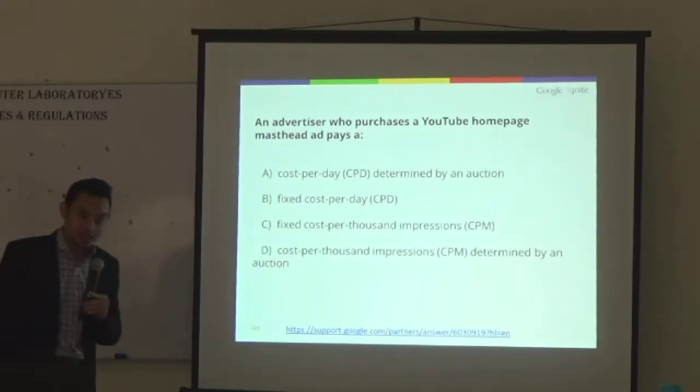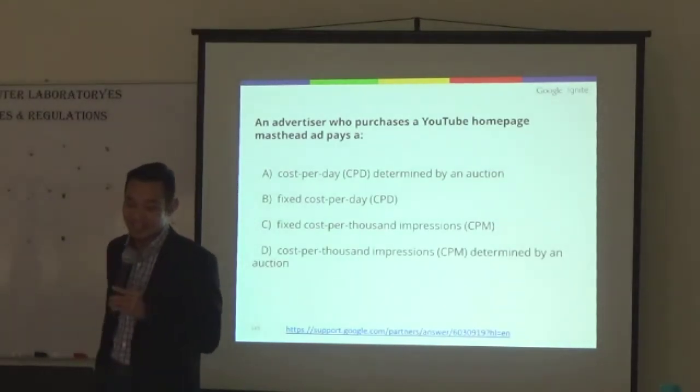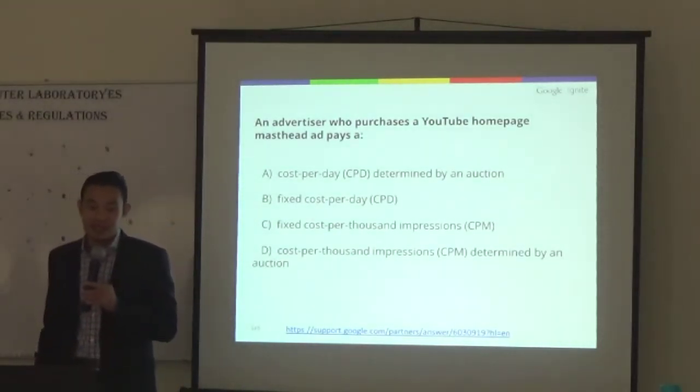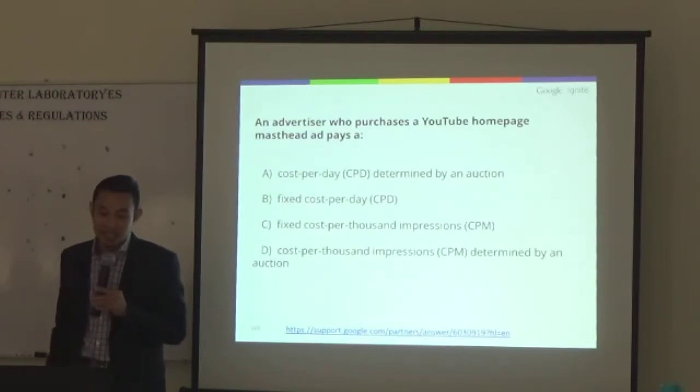Next question, an advertiser who purchased a YouTube homepage masthead ad pays what? Fixed cost per day. But cost per day have two. That's determined by an auction or without auction.